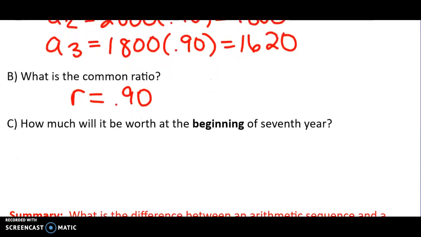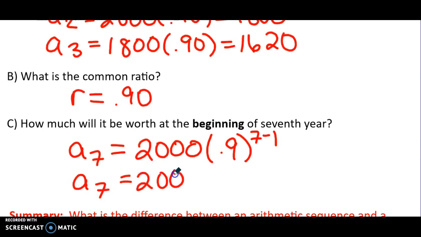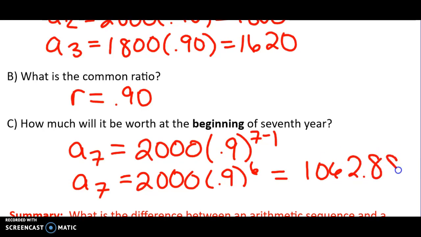If we want to know how much this will be worth at the beginning of the 7th year, we're going to take the value at the first year, multiply it by our common ratio, raised to the 7th year minus 1. So A7 equals 2,000 times 0.9 to the 6th power, which is equal to $1,062.88.